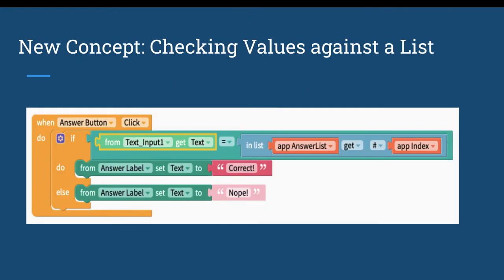So there's a new concept that's going to allow us to check whether answers are right or wrong, which is that you can check values against a list. You'll be using a text input component, and you're going to check to see when an event happens. So if you click the answer button, you can check to see if the input in the text input box is equal to the value of the answer, or rather whatever the answer is at a specific index. From there, again, it's a conditional where you can have the program make a decision whether it should say correct or nope. There's one additional piece.